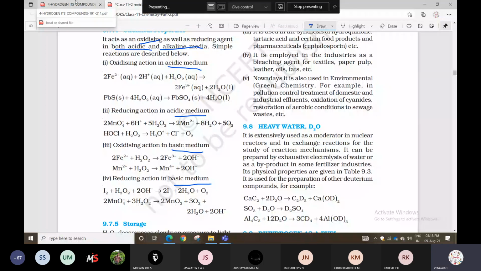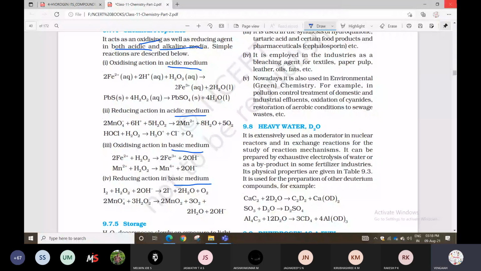Okay? Yes. Listen here. What are the examples given? Oxidizing action in acidic medium condition: Fe2+ with H+ ions in presence of acidic medium and H2O2, you can get Fe3+ plus H2O. Same type, PbS also, lead sulfide reacting with H2O2, so you can get PbSO4 plus H2O.